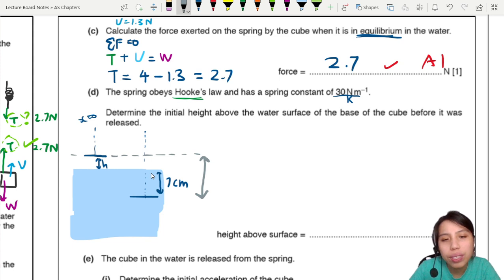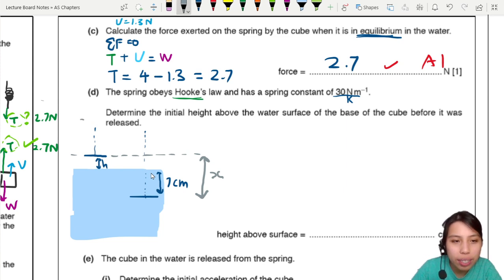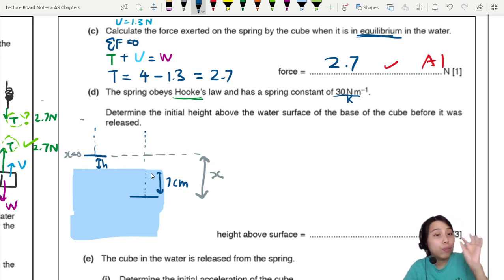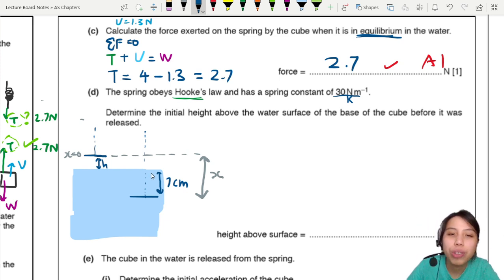But what is this difference? This would be the extension of the spring. Because you see in the beginning, the spring did not extend at all. So extension is 0. Then the spring became longer, so it goes down and there is some extension here. So can we find this x? If we can find this x, we can find a lot of things here. They give Hooke's law, they give the spring constant. Okay, let's try that first.